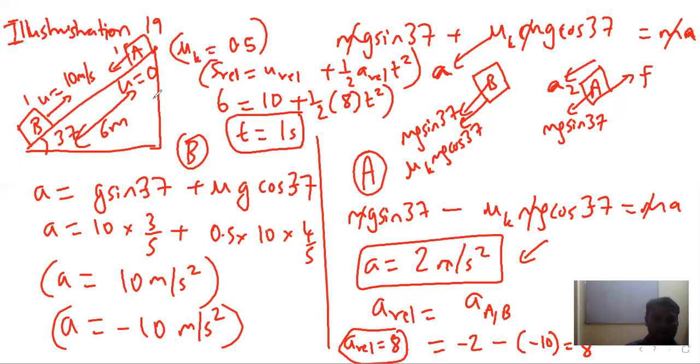So in 1 second, what is the distance traveled by A block? For A block, let us use S is UT plus half AT squared. So S is half AT squared for A block. So S is half into acceleration of A, which is 2, into t square, which is 1 square. So it comes out to be 1. So the displacement of A block is 1 meter down the inclined direction. So they collide at 1 meter distance from point A. This is the answer to illustration 19. This is how we solve illustration 19.